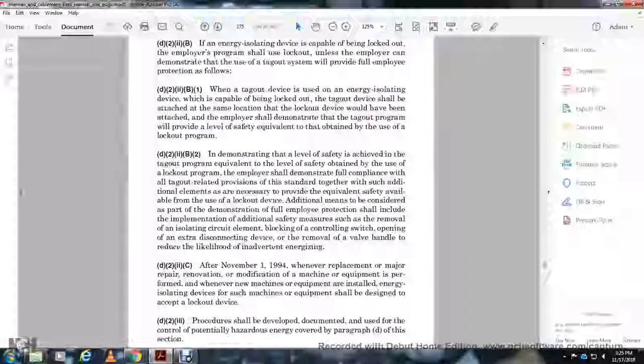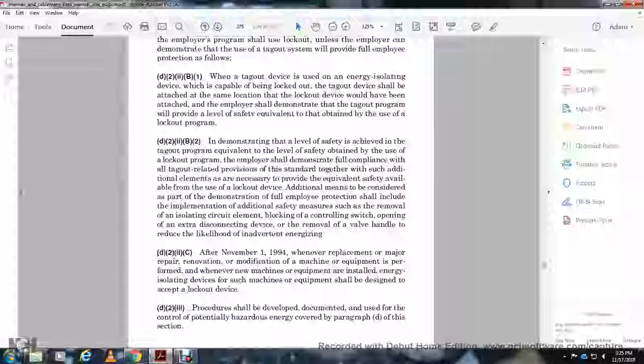After November 1st, 1994, whenever replacement or major repair, renovation, or modification of a machine or equipment is performed, and whenever new machines or equipment are installed, energy isolating devices for such machines and equipment shall be designed to accept a lockout device.